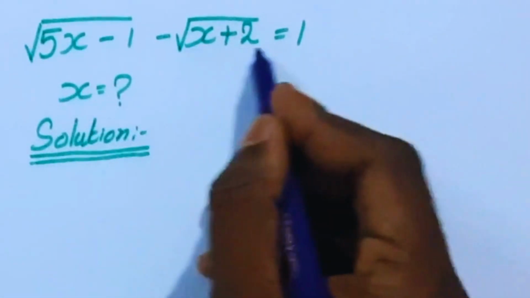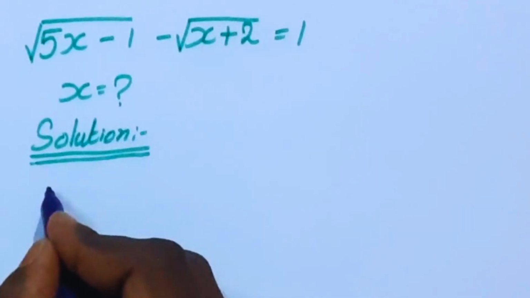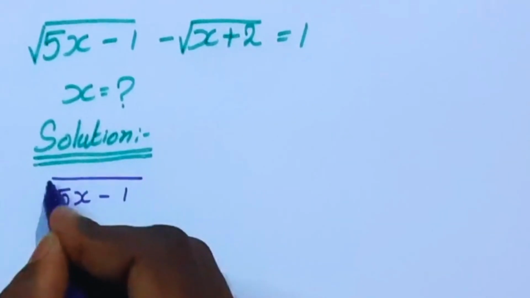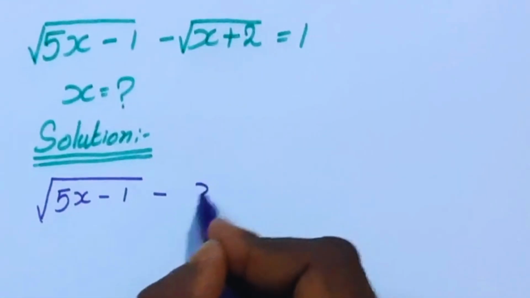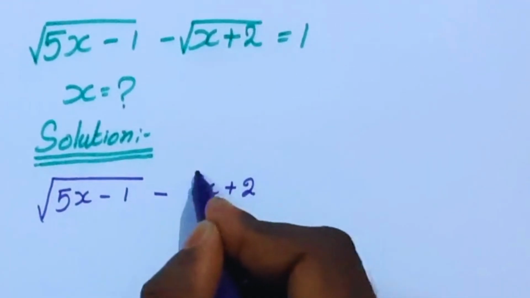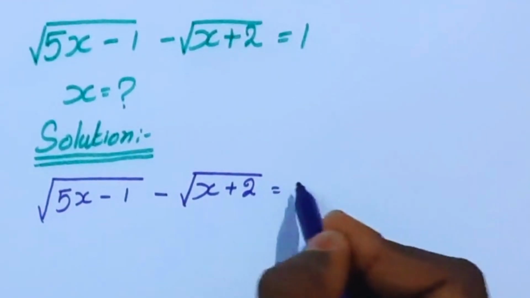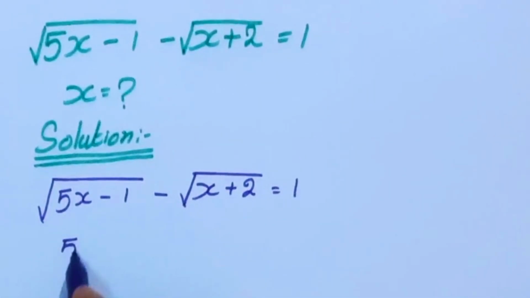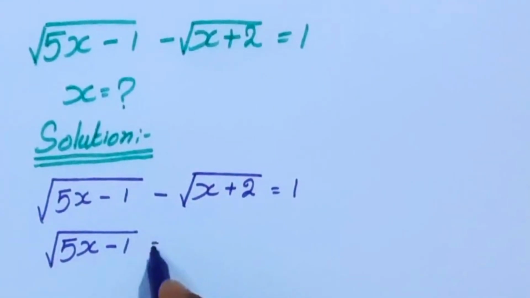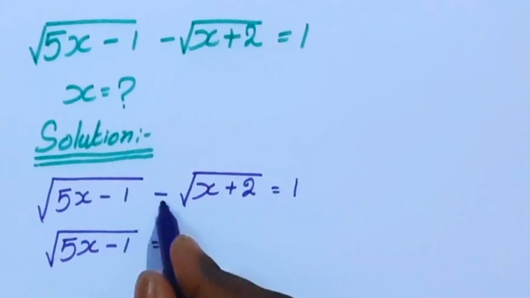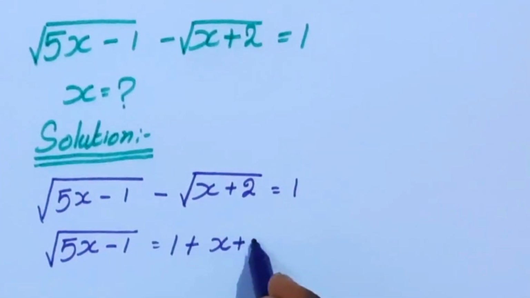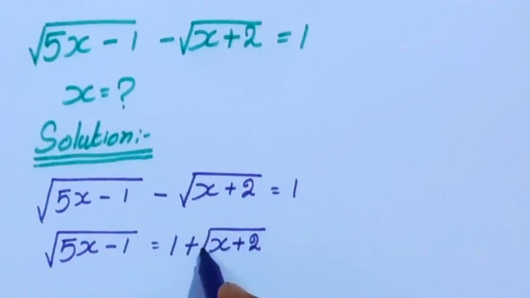Today we are going to solve this problem to find the x value. Solution: square root of 5x minus 1 minus square root of x plus 2 equal to 1. We are moving this to the right hand side, so square root of 5x minus 1 equal to 1 plus square root of x plus 2.